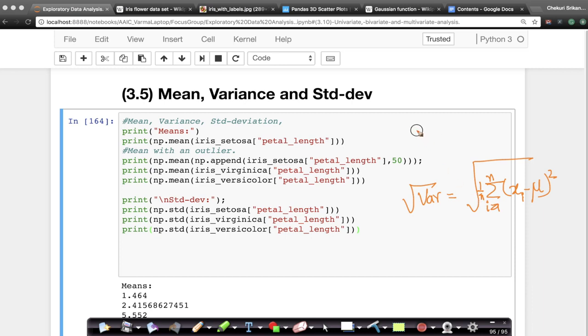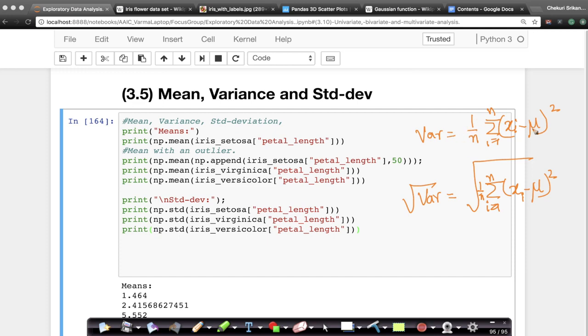Sorry, I think I made a small mistake earlier. The variance formula is the average value of, I think I forgot to put this 1 by n earlier, right? So this is the formula for variance. What it's saying is, what is the average square distance? So this is averaging, right? This is averaging. Variance is saying, what is the average?